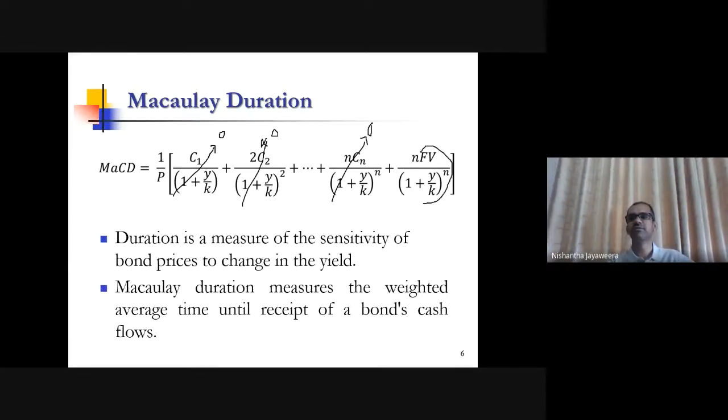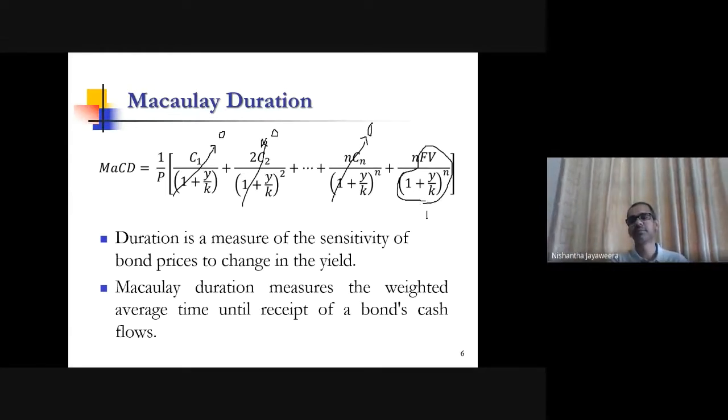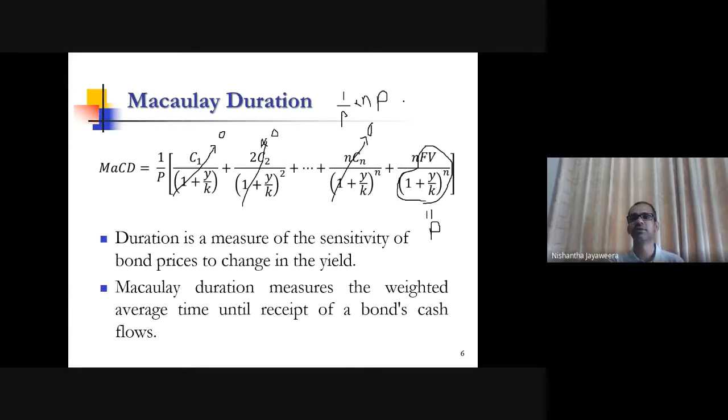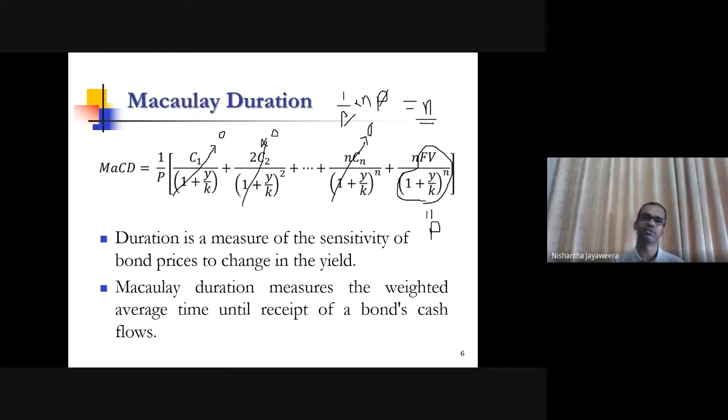Then what is this term? That's the price itself. It is the present value of the future cash flow. Only one cash flow there. This is the present value of this cash flow. This is P. So this comes to 1 over P into N times P. So P and P cancel out. It would become N. So for a zero coupon bond, duration is the same as the time to maturity.